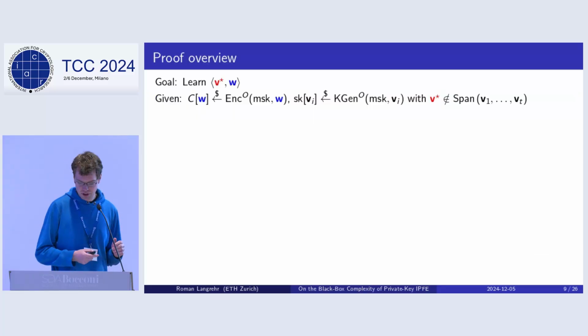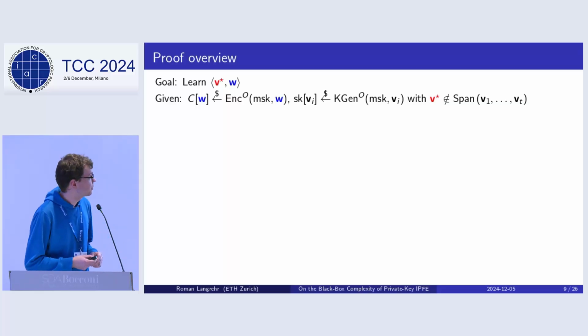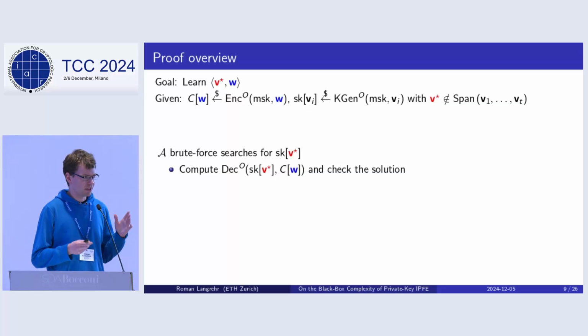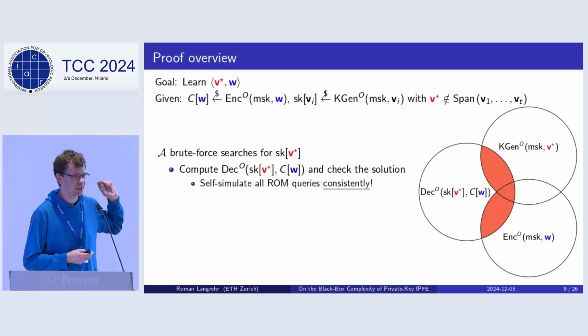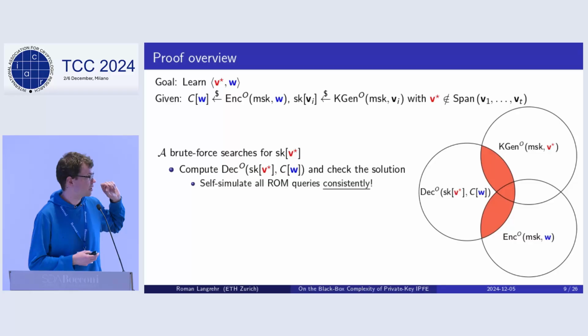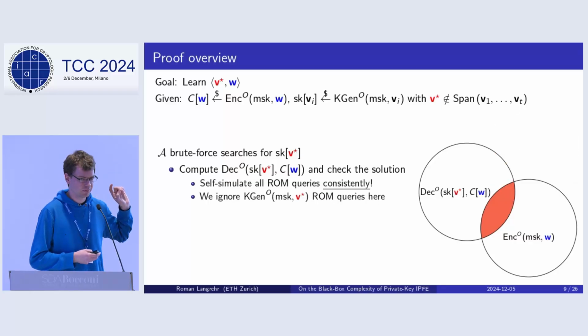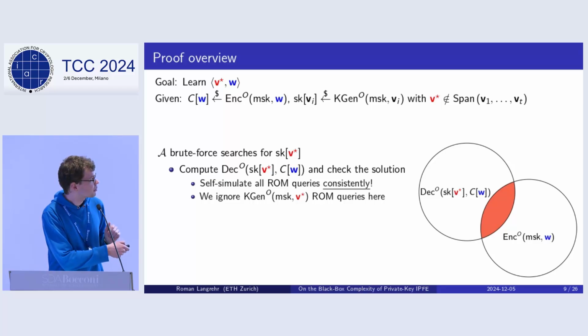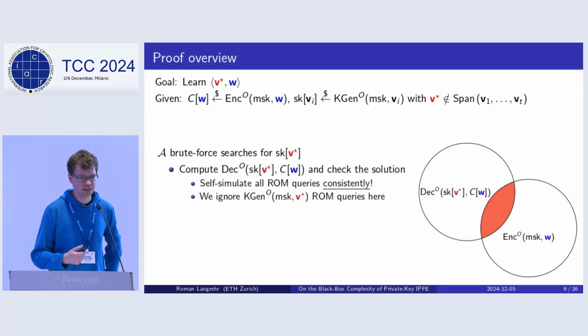Okay, now I want to talk a bit about the security proof. So very informally, in our security game, the adversary tries to predict the inner product between a vector v star that he knows and a random vector w, and he is given a ciphertext for w and many functional secret keys for vectors vi, and we need this condition here that v star is not in the span of these vi's, otherwise he can win trivially.